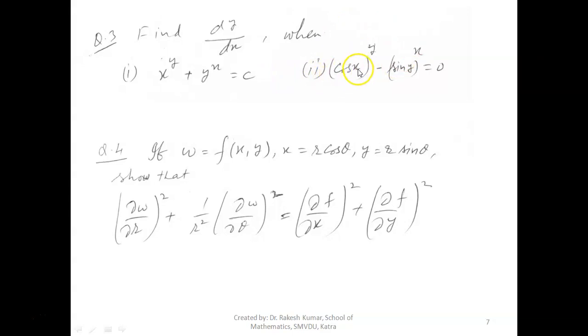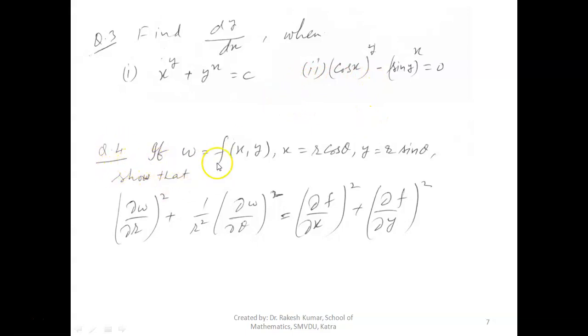Similarly, you consider f is equal to cos x raised to power y minus sin y raised to power x, and then find del x of f and del y of f, and then put in the formula dy upon dx equal to minus fx upon fy. You get the desired results.